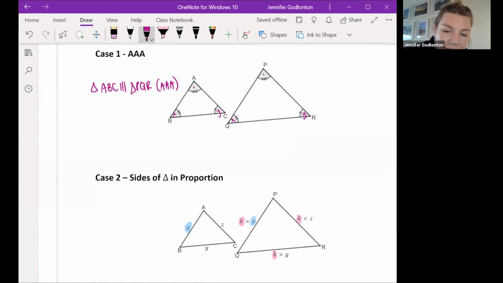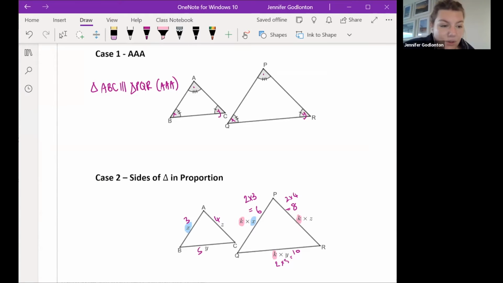So imagine this was 3, 4, and 5, and this side was 6, 8, and 10. Then in that case, k was 2, because 2 times 3 equals 6, 2 times 4 equals 8, 2 times 5 equals 10. So all it means when we say sides are in proportion is that we have either multiplied or divided by the same number for all of our sides.